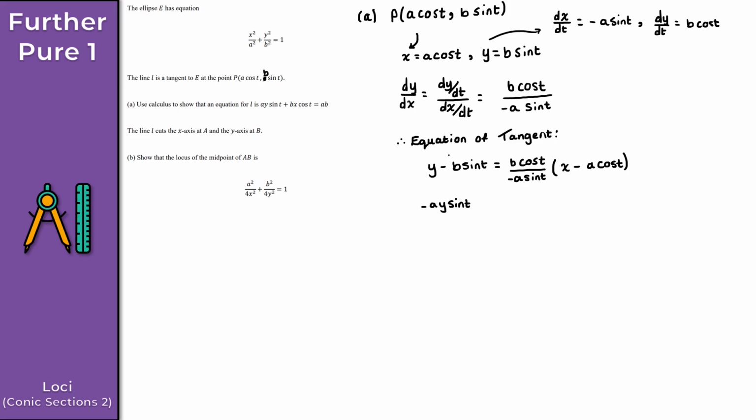I'm going to get plus ab. So minus b sine t times minus a sine t, so that's plus ab. So just be careful with the signs there. So plus ab sine squared t.